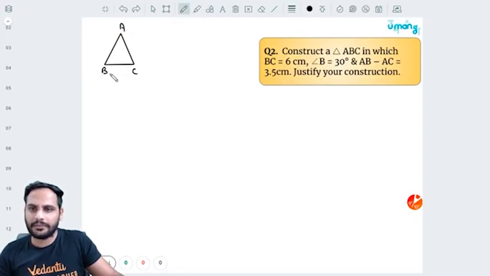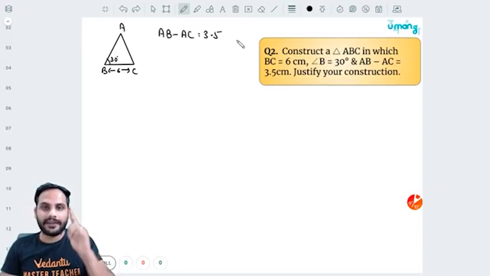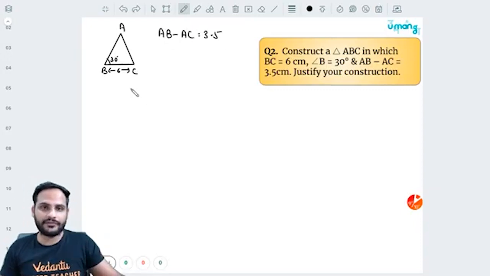ABC, angle B. The base angle is 30 degrees, given to me. BC is given as 6 centimeter. Now, what have they given? AB minus AC is 3.5.